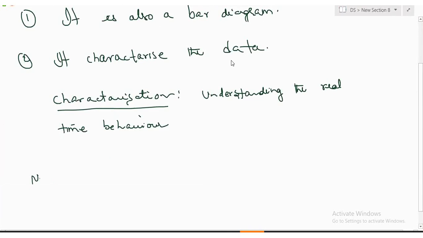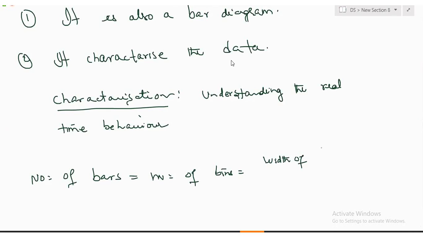Number of bars, or number of bins, equal to what? Width of the data, sorry, not the width, root n. N is the number of observations.